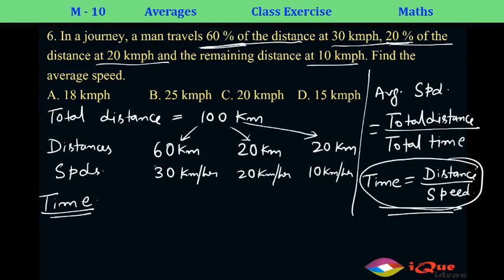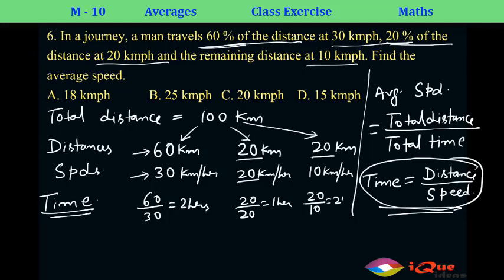So in the first part, the distance is 60, speed is 30. So it is 60 by 30, that is 2 hours. In the second part, it is 20 divided by 20. So it is 1 hour. And in the third part, it is 20 divided by 10. So 20 by 10 is equal to 2 hours.